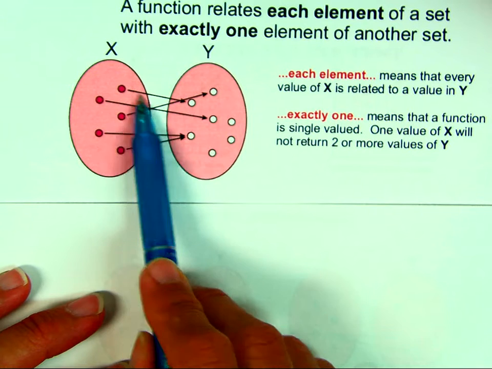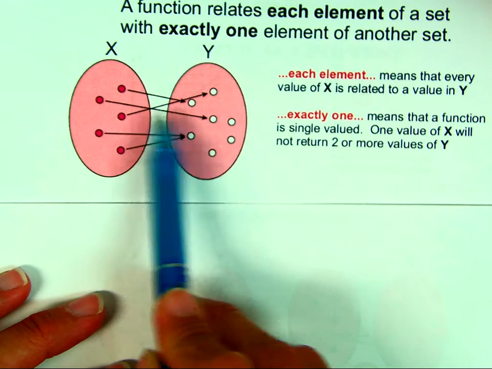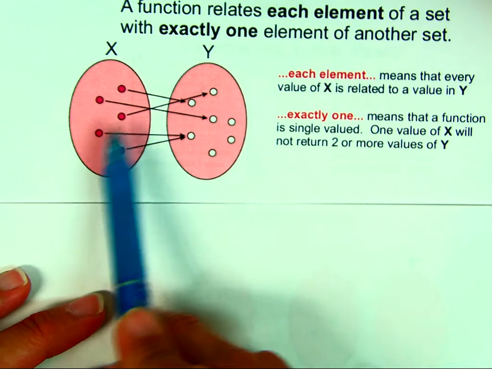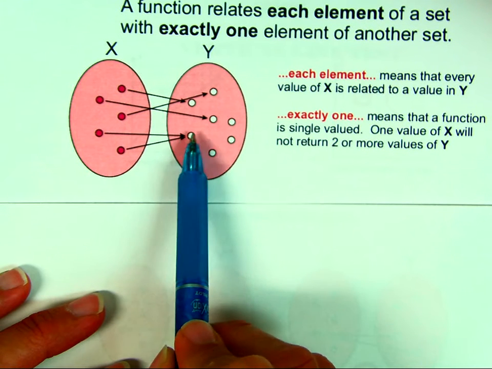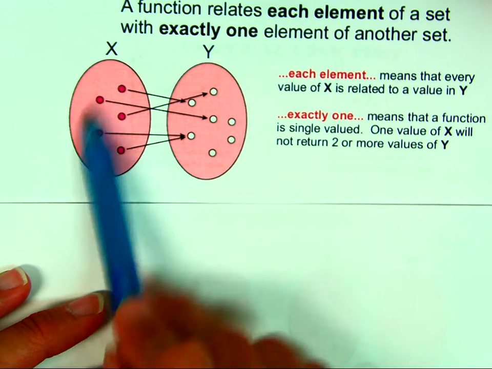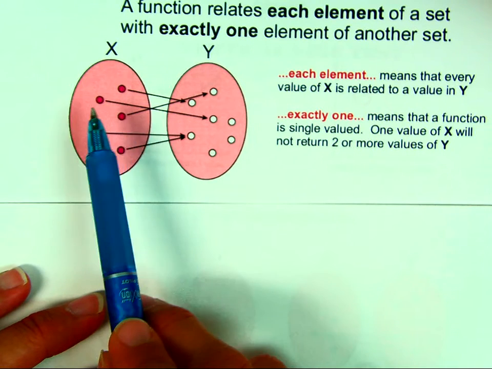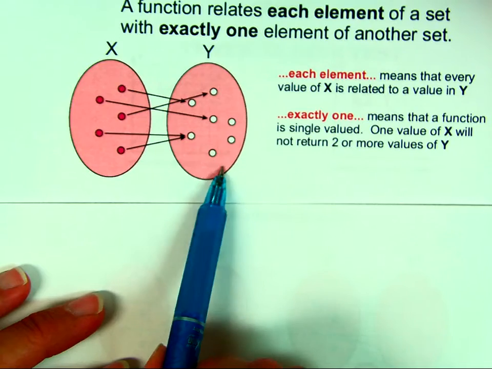So we see that x, it goes to exactly 1 y. This x goes to exactly 1 y. This x, exactly 1 y. This x, exactly 1 y. It doesn't matter if they go to the same y, but they have to go to exactly 1. There can't be 2 arrows coming off the x. Each element in the domain, or input, must have exactly 1 in the output.